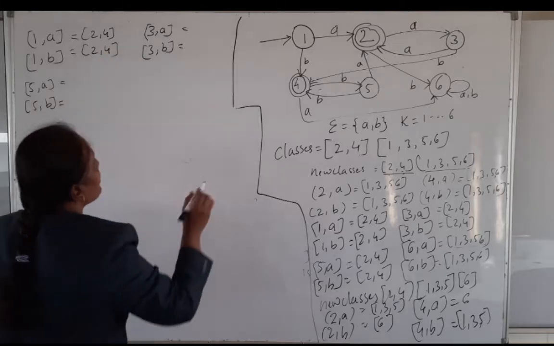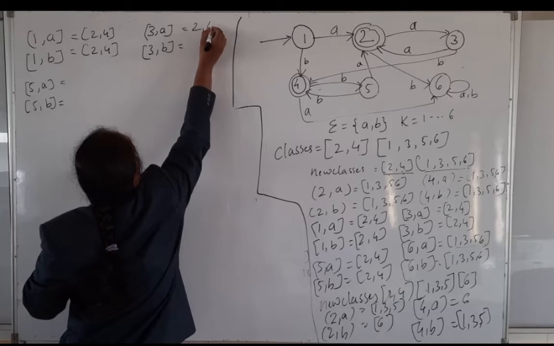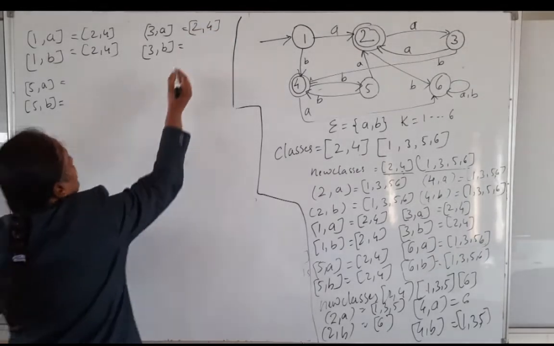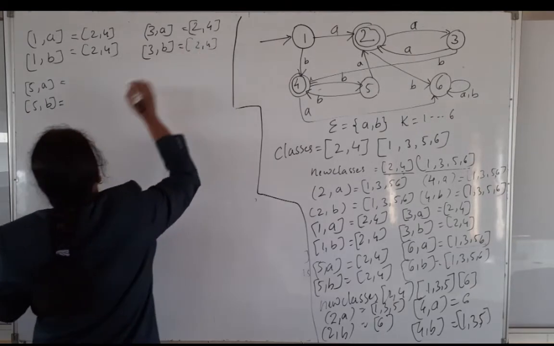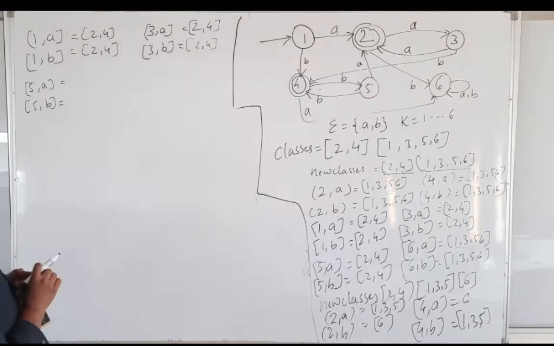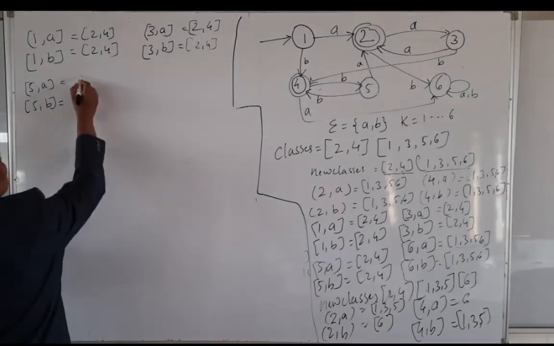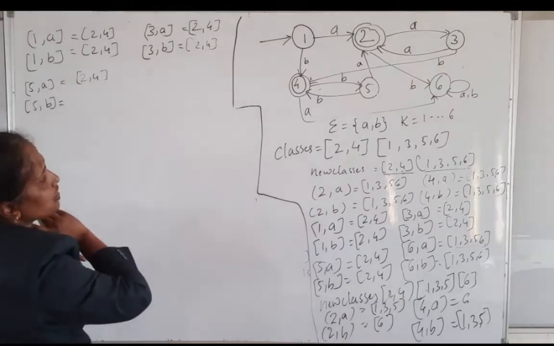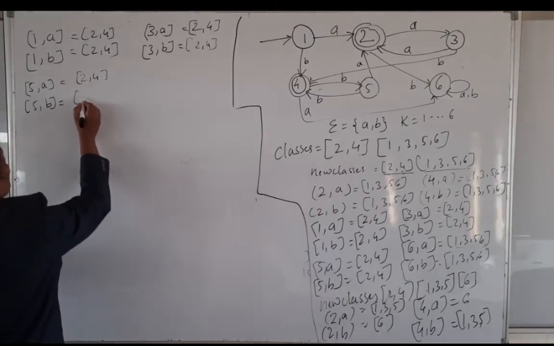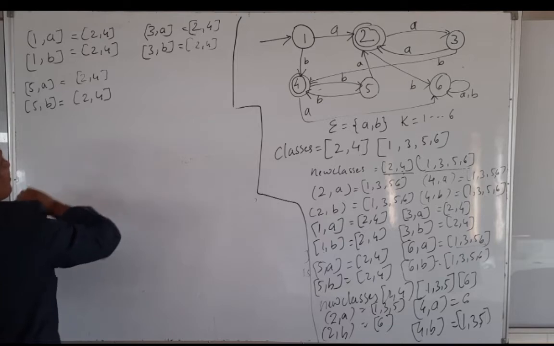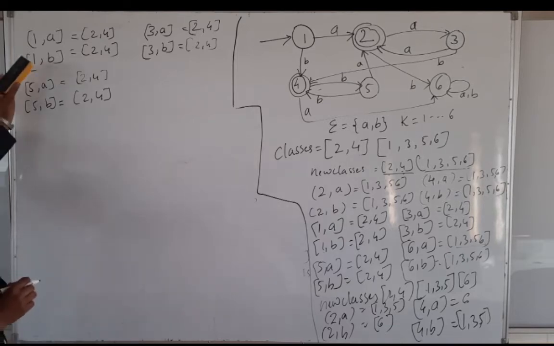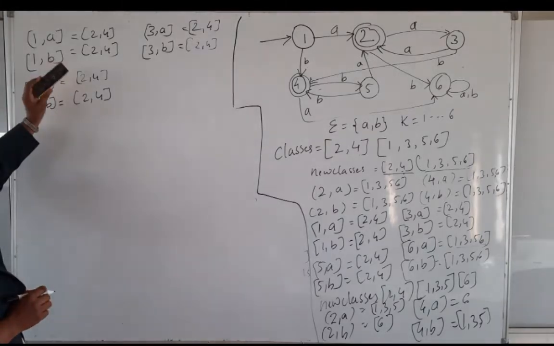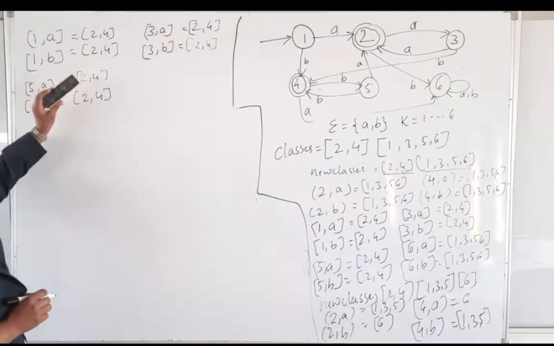Next 3 of A I reach 2, so I'll write 2 comma 4. 3 of B where I reach 4, so I'll write here 2 comma 4. Next 5 of A I reach 2, so I'll write 2 comma 4. And 5 of B where I reach the fourth state, where the fourth state is a member of this. So check out, after accepting an input symbol from these states, I am moving to the same class, that is 2 comma 4.